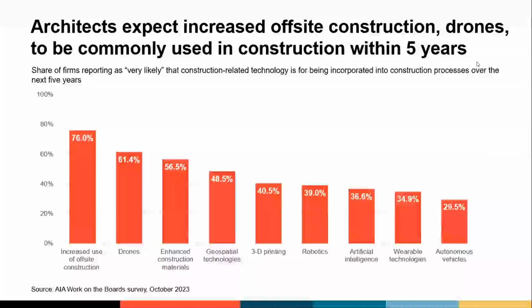Some of the other technologies we looked at were offsite construction and drones. And these are folks that are interested in it in the longer term, that five-year term, like, oh, maybe there's something here in wearable technologies. Maybe there's something here in geospatial technologies and autonomous vehicles. So these are larger tech trends that we're seeing. Is that going to be something people are expecting in construction?